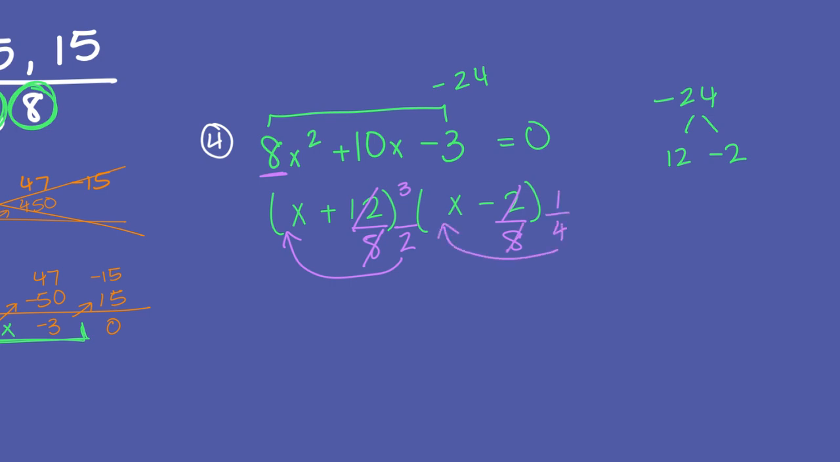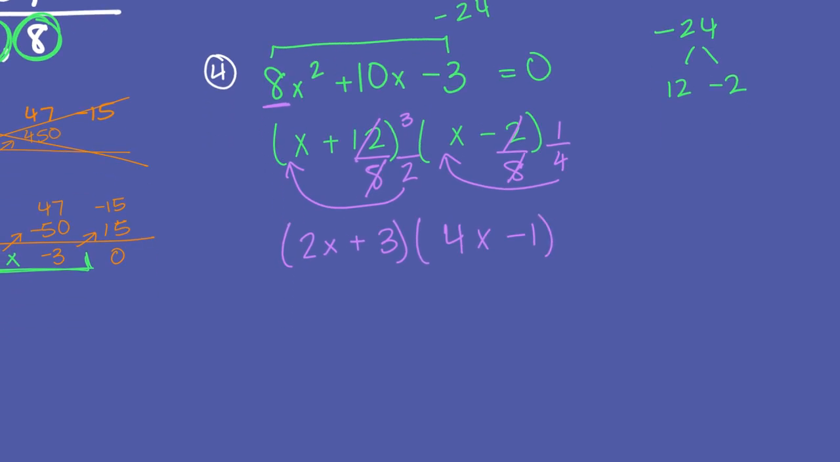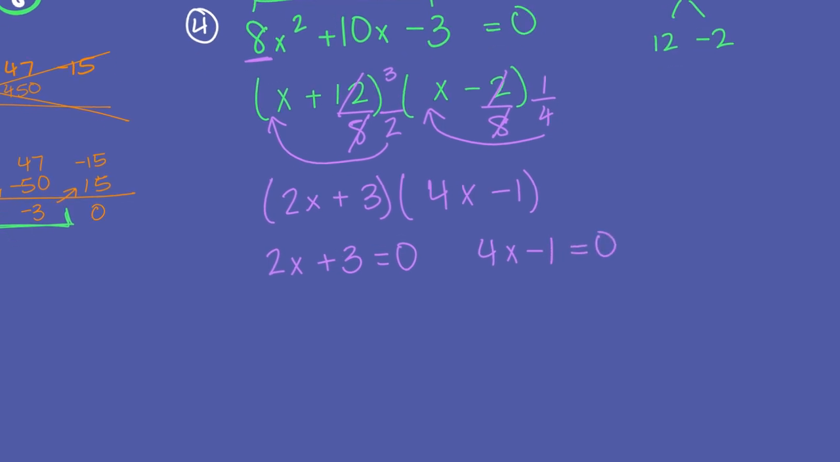Slide this over. And right now I have 2x plus 3, and I have 4x minus 1. Factoring this, what do I have to do? I have to set it equal to 0. 2x plus 3 equals 0. 4x minus 1 equals 0. And I'm solving for x.